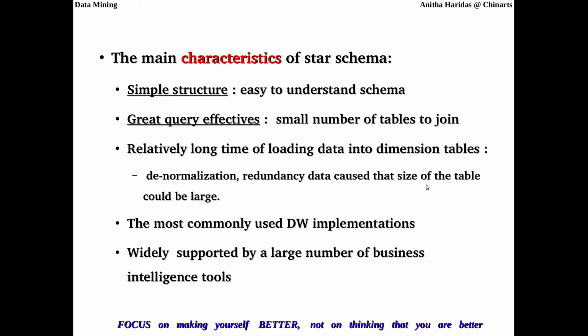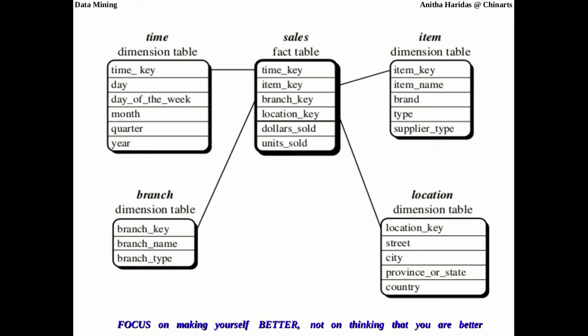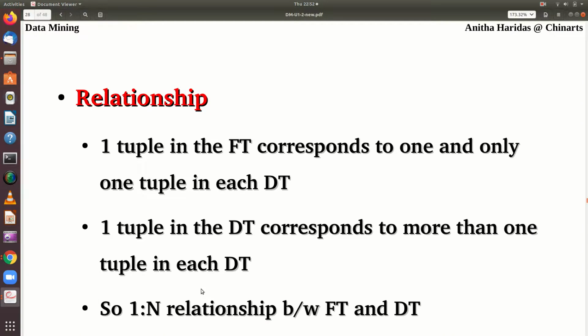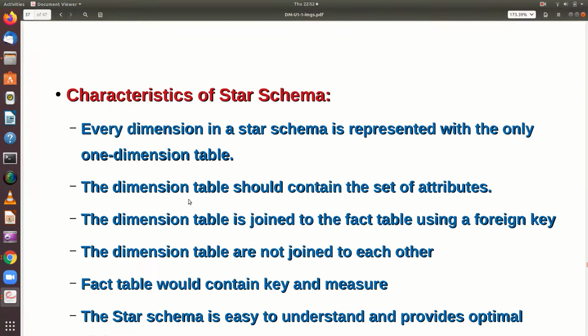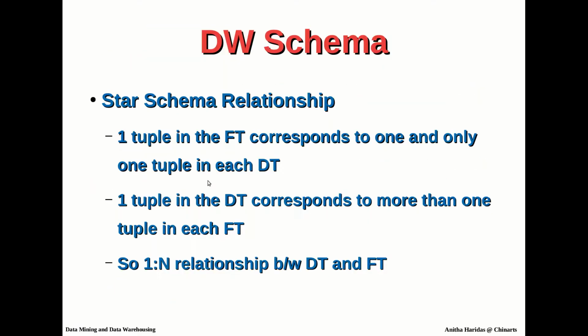Redundant data causes the size of the table to be larger, and the most commonly used data warehouse implementation is the star schema, and it is widely supported by a large number of business intelligence tools. A large number of business tools use the star schema as their preferred schema. Now if you take the star schema, the relationship between the fact table and the star schema is also one of the important concepts that we have to understand.